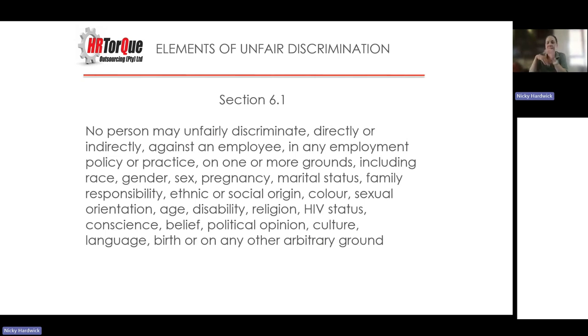Okay, then we have a look at the different elements. So as I said in the slide before, the first element of employment equity, which applies to everybody, is the elimination of unfair discrimination. That applies to everyone, okay, regardless of how large or small you are. And there are five elements of unfair discrimination. Okay, so the Employment Equity Act defines for us what that is. The first section, which we refer to as section 6.1, is sort of the cornerstone, which says that no person may unfairly discriminate either directly or indirectly against an employee in any employment policy or practice on one or more of those grounds.